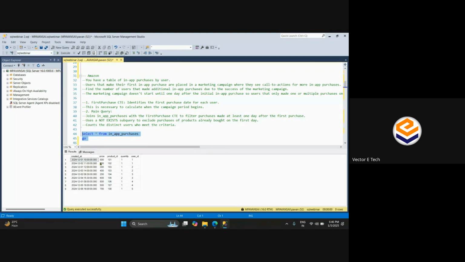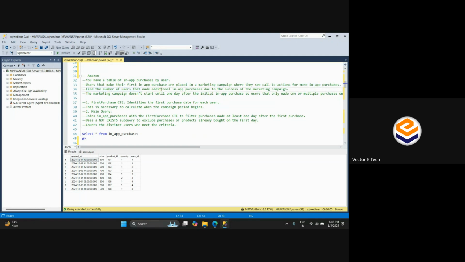Okay, this is our table where we have a date, price, product ID, quantity, and user ID. Now, what do we need to understand? You have a table. Users that make their first in-app purchase are placed in the marketing campaign. There is a marketing campaign running. Users will be placed in it if they follow certain conditions, where they see call to actions for more in-app purchases.